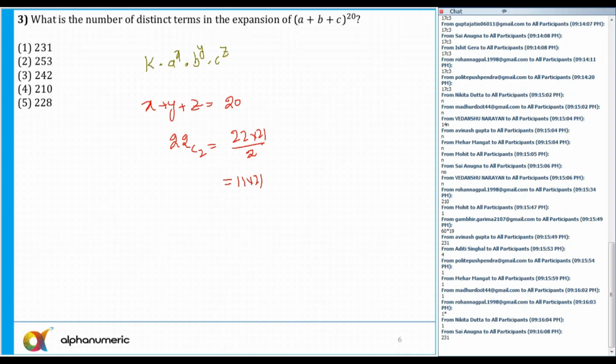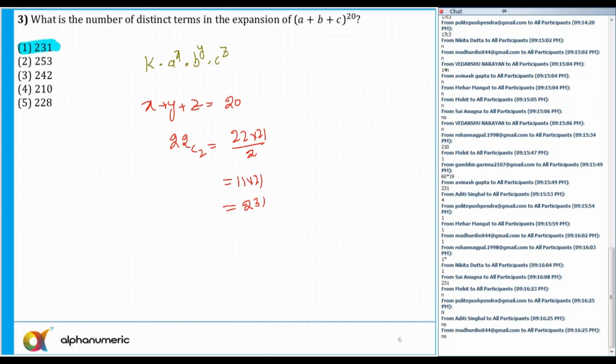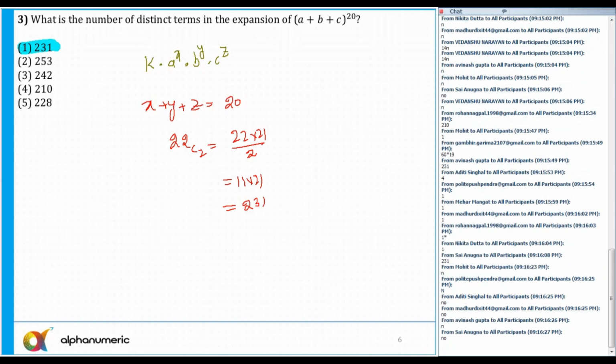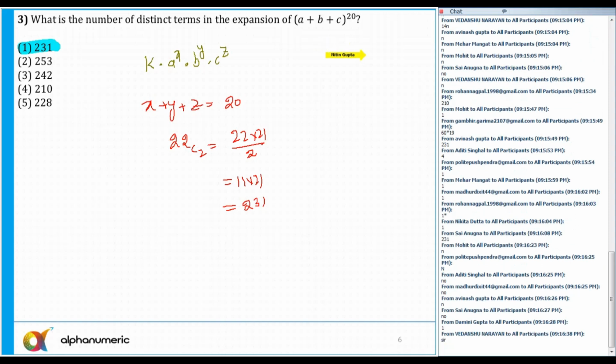So the correct answer is definitely option 1. Any doubts to anyone now? Please tell me. No. All right. This question was asked in 2008. So can I move to the next question now? Yes, please tell me.